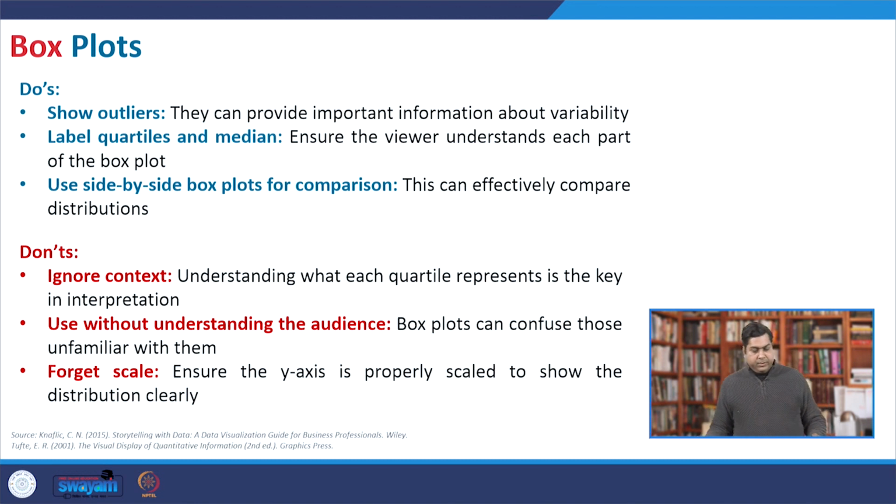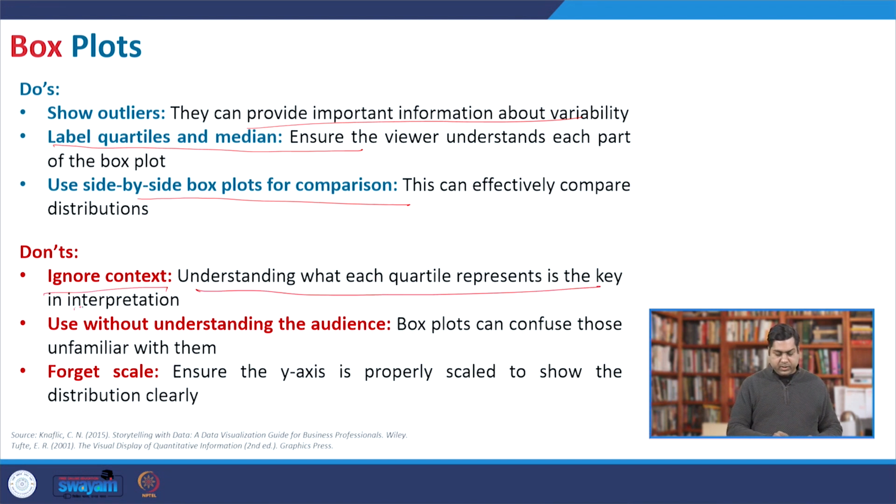For a box plot, definitely you should show the outliers, because they can provide important information about the variability, and you should also label the quartiles and the median effectively. Use side-by-side box plots for comparison, in the way we have shown for the different cities, the hotel rents for the tourist cities. Accordingly, there are certain other points: don't ignore the context, understanding what each quartile represents in the interpretation. Don't use it without understanding the audience, because a box plot can confuse readers about all those values. And don't forget the scale, because it is very important at what scale you are comparing.